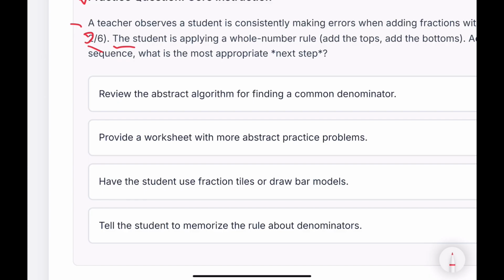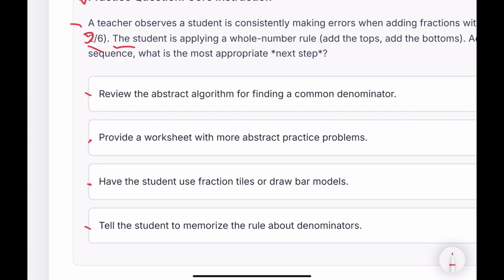All right, let's read this together. First up, review the abstract algorithm for finding a common denominator. Second, provide a worksheet with more abstract practice problems. Third, have the student use fraction tiles or draw bar models. And fourth, tell the student to memorize the rule about denominators.